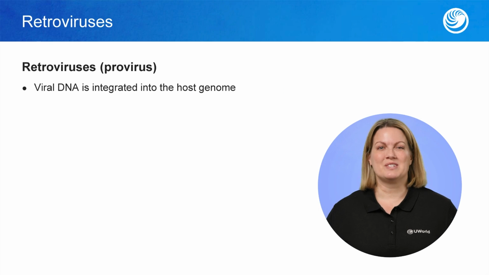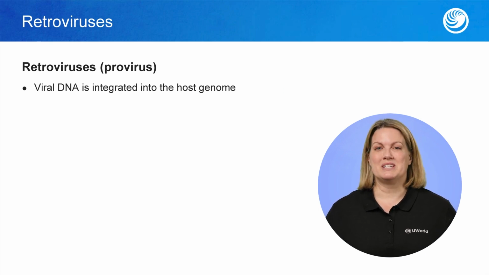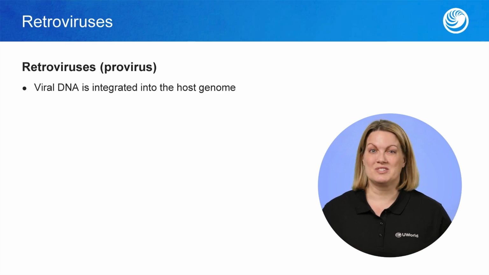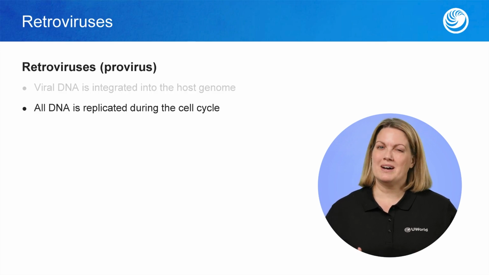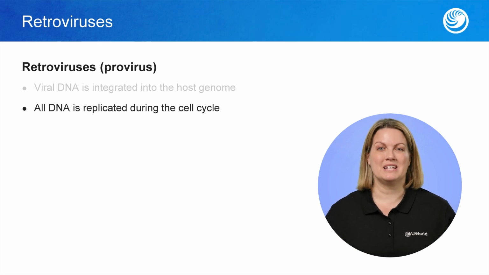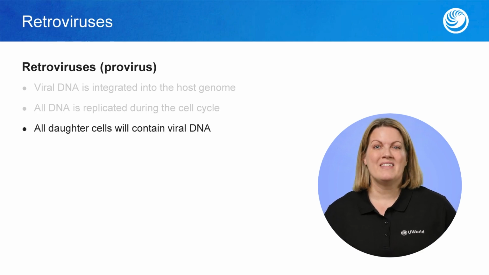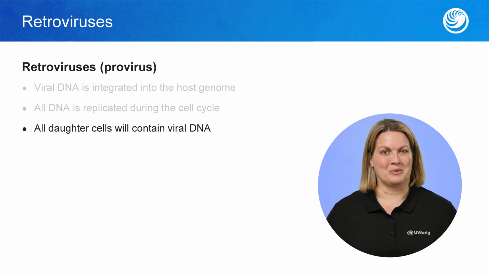The retroviruses are also referred to as proviruses, since their viral DNA is integrated into the host's genome. Because of this, when the cell goes through the cell cycle, it will replicate the viral DNA along with its own DNA, and daughter cells will receive the viral DNA as well. This comes with an important consequence.